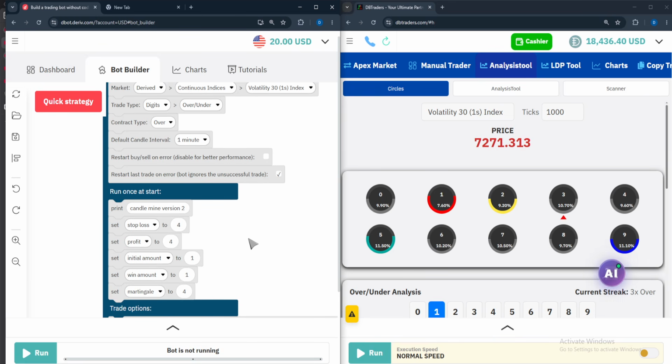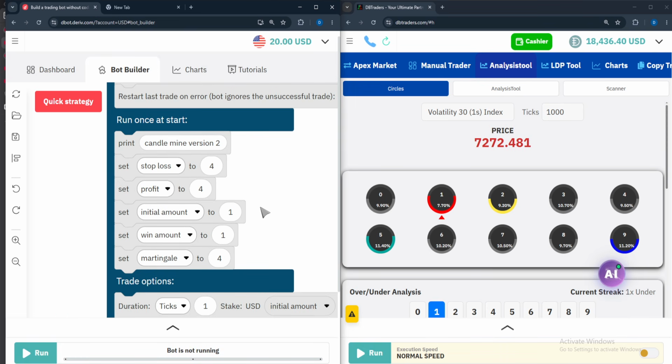Again, before you even execute your trades, always ensure you've already set your stop loss, ensure you've already set your take profit, ensure you've already set your initial amount, your win amount, and your martingale, okay? Once you set these three, you're okay. Once you set all this, you're okay, all right?